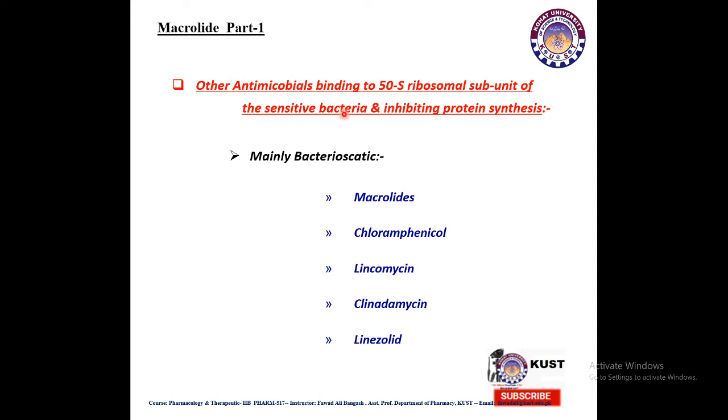So other antimicrobials binding to the 50S ribosomal subunit of sensitive bacteria and inhibiting protein synthesis are macrolides, chloramphenicol, lincomycin, clindamycin, and linezolid. These are the drugs included. They have the potential to bind with the 50S ribosomal unit and inhibit protein synthesis.